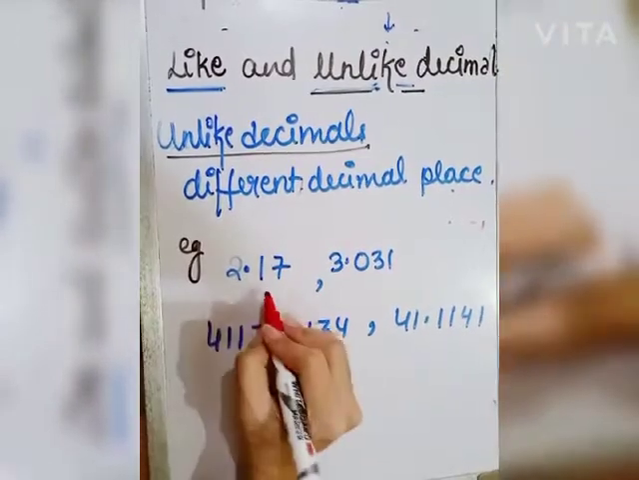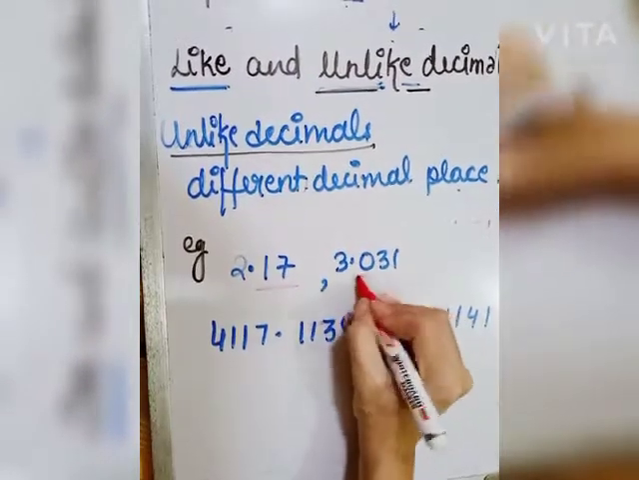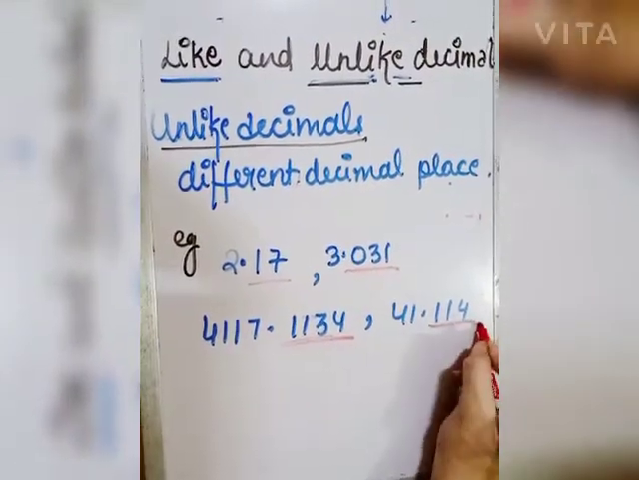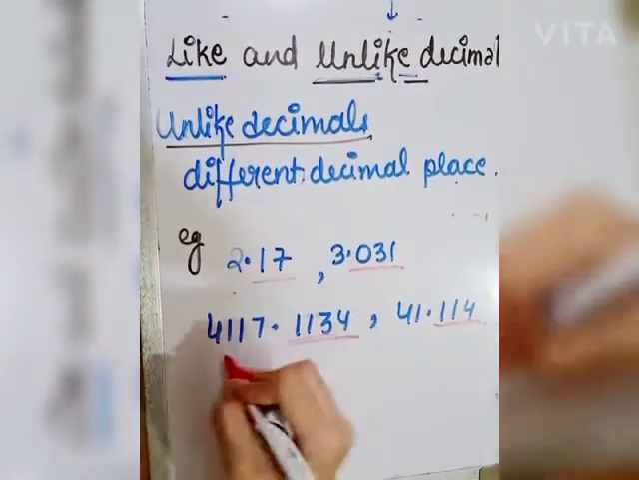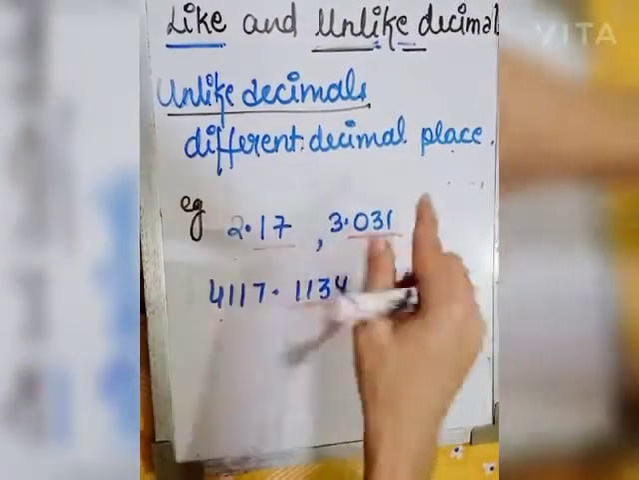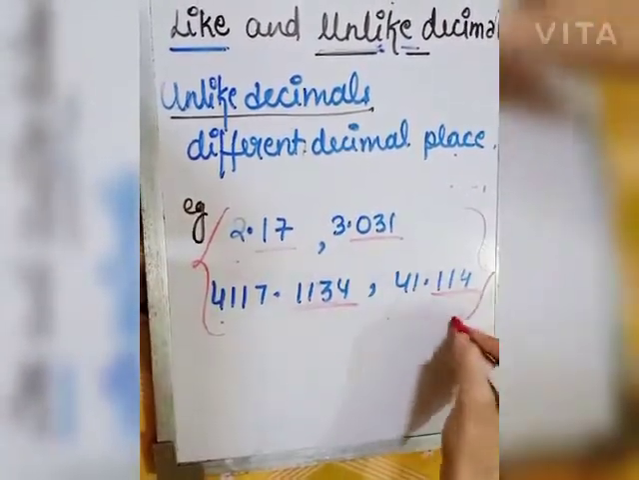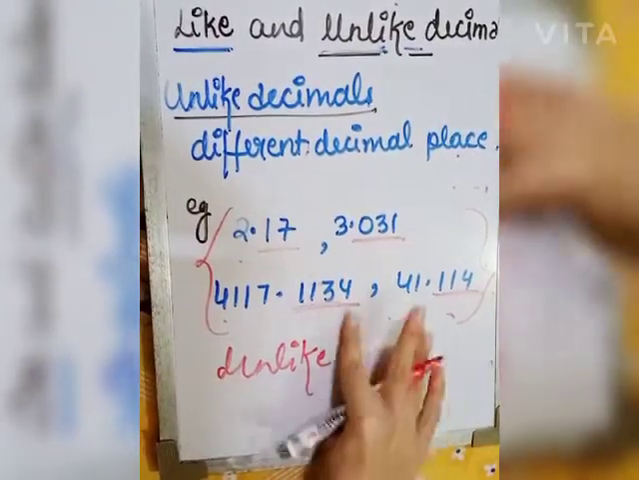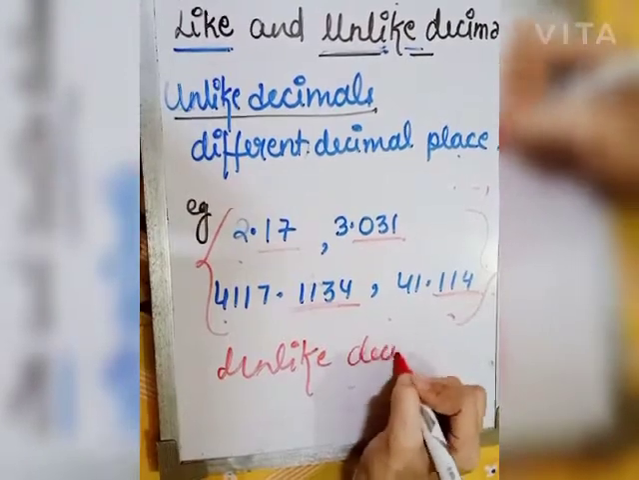Now see class. Here the decimal places are 2. Here decimal places are 3. Here decimal places are 4, and here decimal places are 3. In all 4 numbers, the decimal places are different. So they are the unlike decimals.